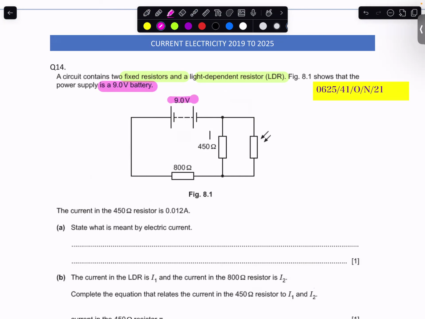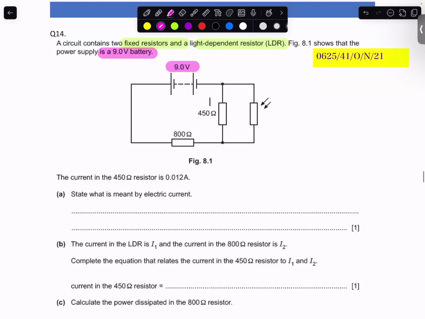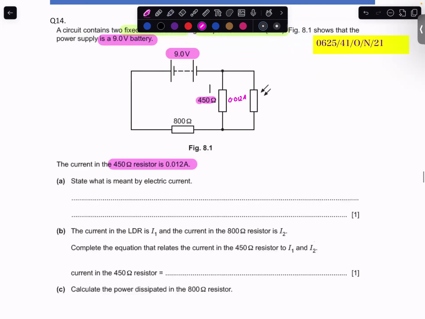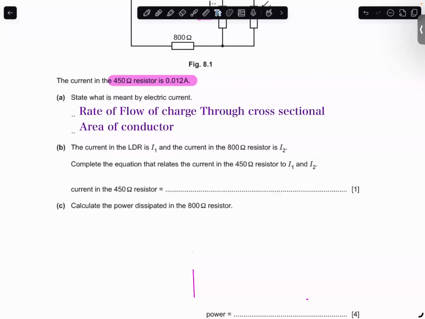This is the amount of the power supply. The current in the 450 ohm resistor is 0.012 ampere. This means that in this region, the amount of current is given as 0.012 ampere. State what is meant by current. By definition, it is the rate of flow of charge through the cross-sectional area of a conductor.